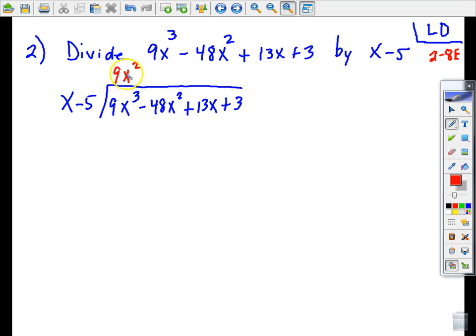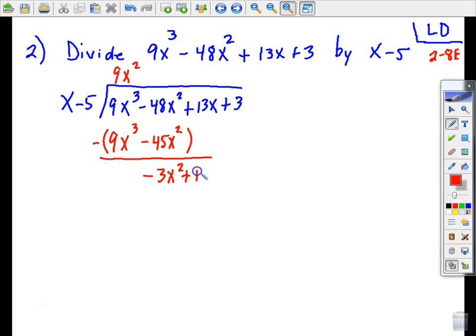Now 9x squared will be multiplied times each one of these. So 9x squared times x, and 9x squared times negative 5. All right, subtract. And that means subtracting both. So this makes 0, x cubed, or just 0. Negative 48 minus negative 45, that's really adding 45x squared. So that's negative 3x squared.